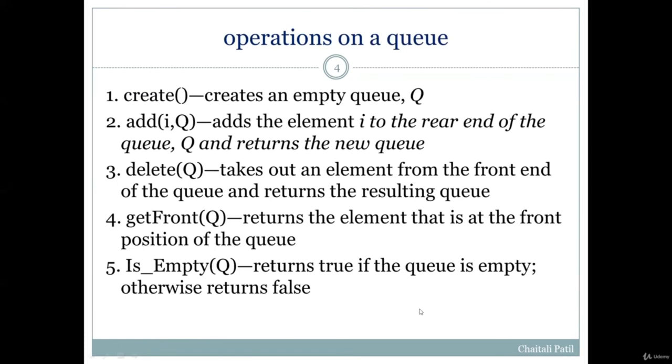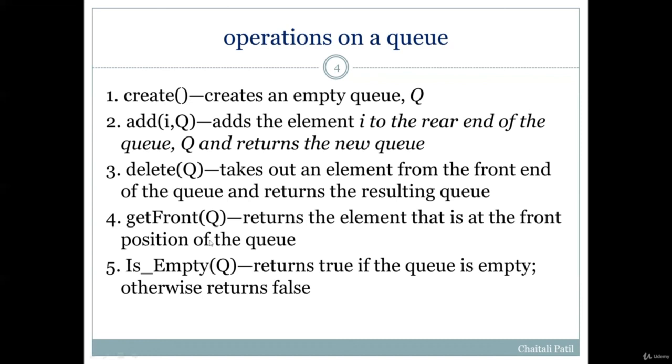Operations that we can perform on a queue are: create a queue. It means declare a queue and initialize that queue as an empty queue. Add element i in a queue. The element can be added from the rear end in a queue, and this will return a new queue with the newly added element. Next operation is delete queue. Take out an element from the front end, and this function will return a modified queue.